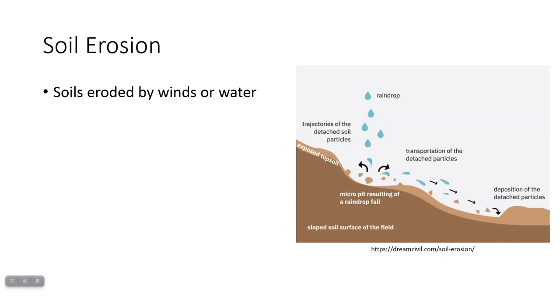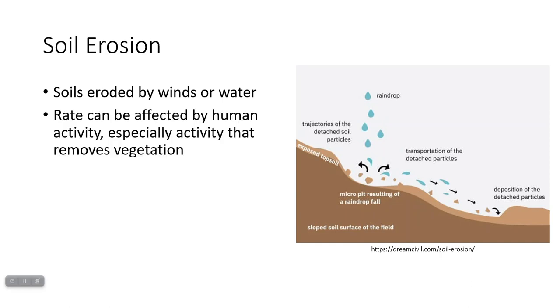Now, soil can be formed and soil can also be eroded. Soil erosion is usually going to happen via wind or water, which are going to carry soil particles away. They'll be deposited elsewhere. A lot of times they'll end up in the nearest body of water. The rate of this can be affected heavily by human activities, especially anything that removes vegetation. One thing you should hopefully have learned in your physical science classes is that vegetation helps hold soil in place.